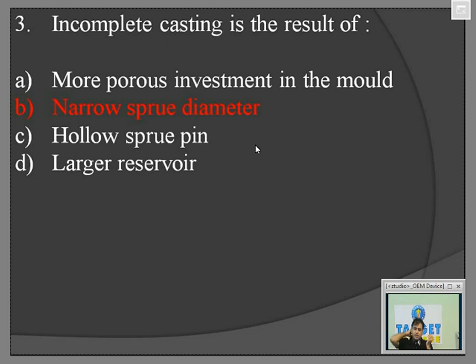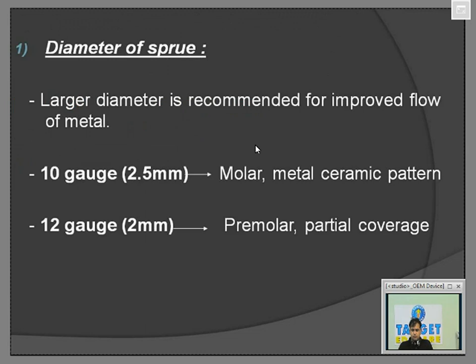So how it happens is that if the sprue diameter is very thin or narrow, the molten metal will solidify in the sprue itself, and it will not reach the mold cavity. So this is the reason for an incomplete casting. The molten metal will not flow into the mold cavity and will solidify inside the sprue itself. So a larger diameter is recommended for improved flow of metal.